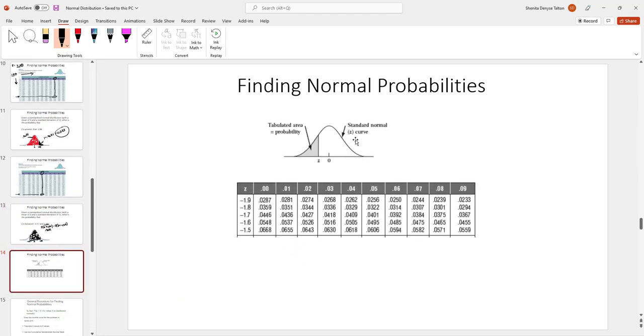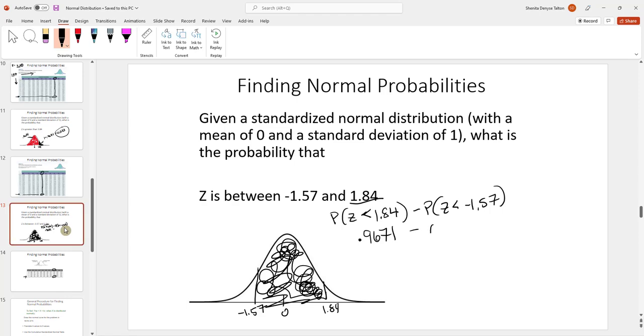I couldn't fit the whole negative z-score table on here, so I just did a clip of it. We're going to go to negative 1.57, which is here, negative 1.5 and then go to 7. And where they meet up is here, 0.0582. So we're going to subtract off 0.0582. When you subtract that off, you should get 0.909. So that's the area in between these two, 0.909.